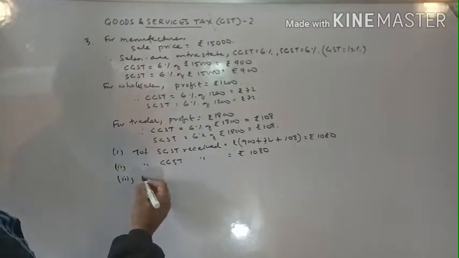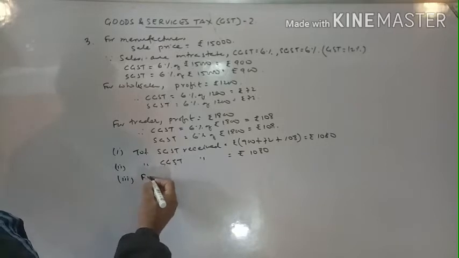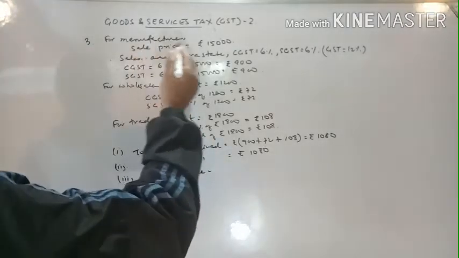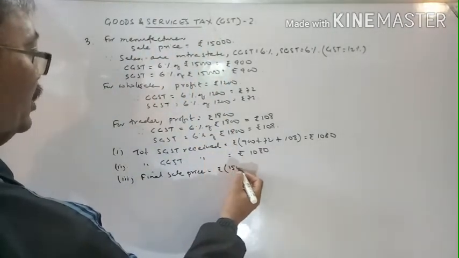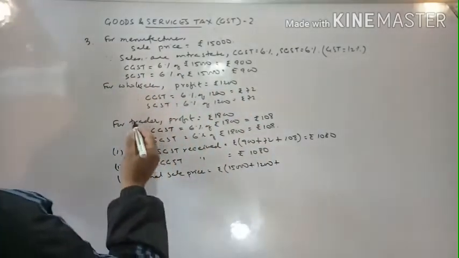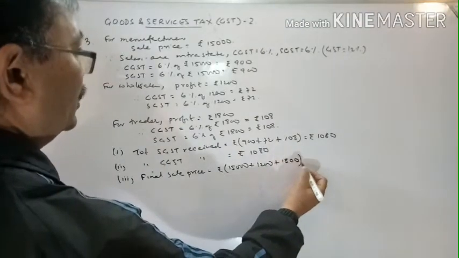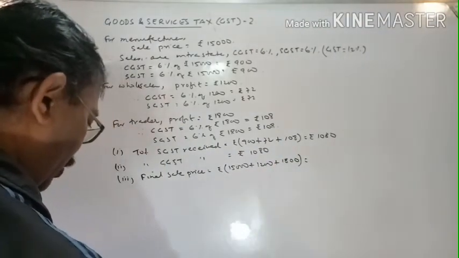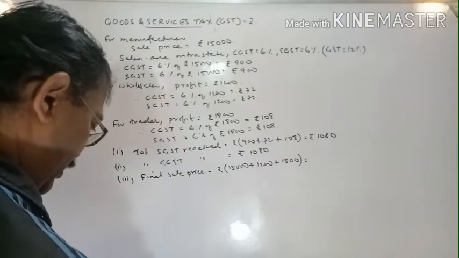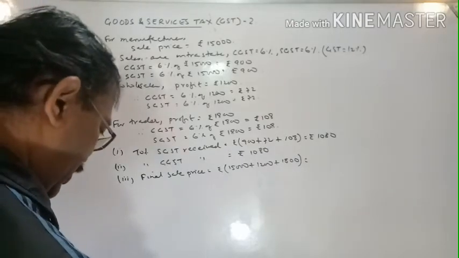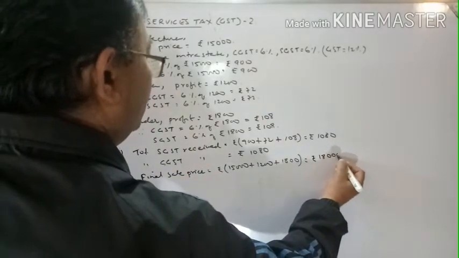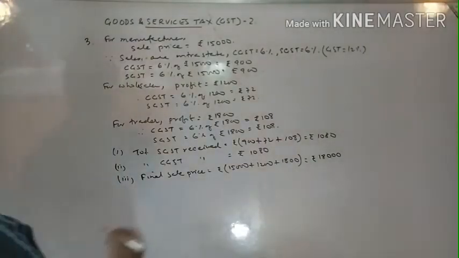So number 3, the amount paid by the consumer. So let's find the final price now. So final sale price is equal to, the price was 15,000. So 15,000 it was, plus now the wholesaler added 1200 plus the trader added 1800, the profit. So the total selling price will be 15,000 plus 1200 plus 1800. So it is rupees 18,000.